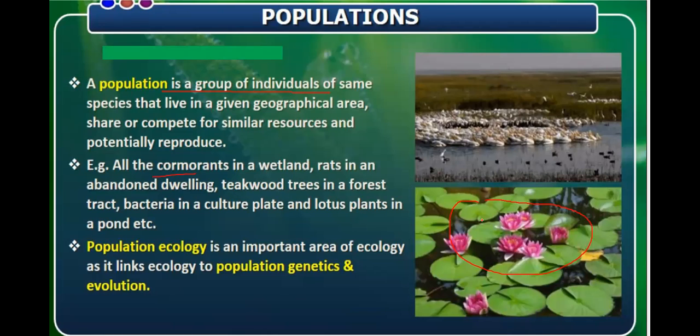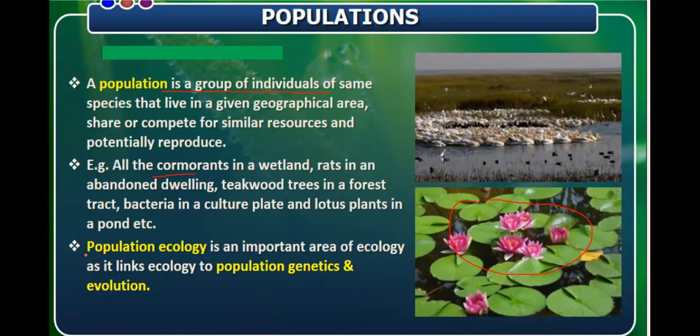So, give some examples of population. You have to write: all the cormorants in a wetland, rats in an abandoned dwelling, teakwood trees in a forest tract, bacteria in a culture plate, and lotus plants in a pond. These are the examples of population.